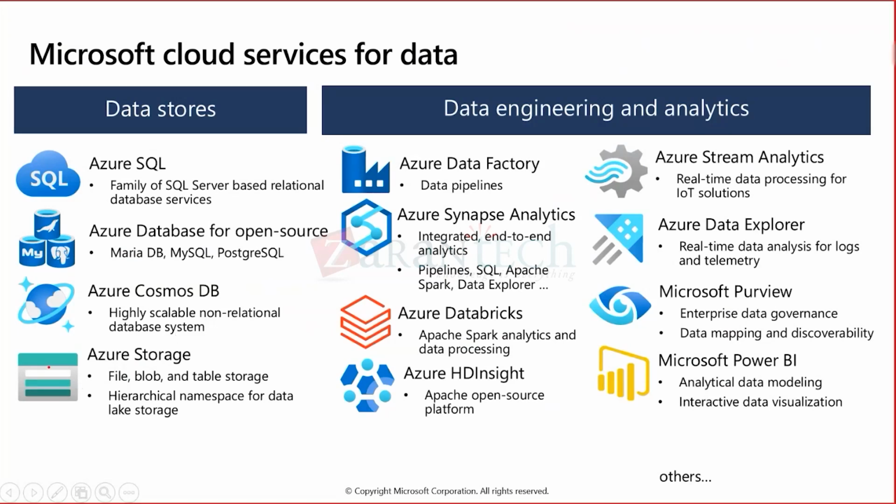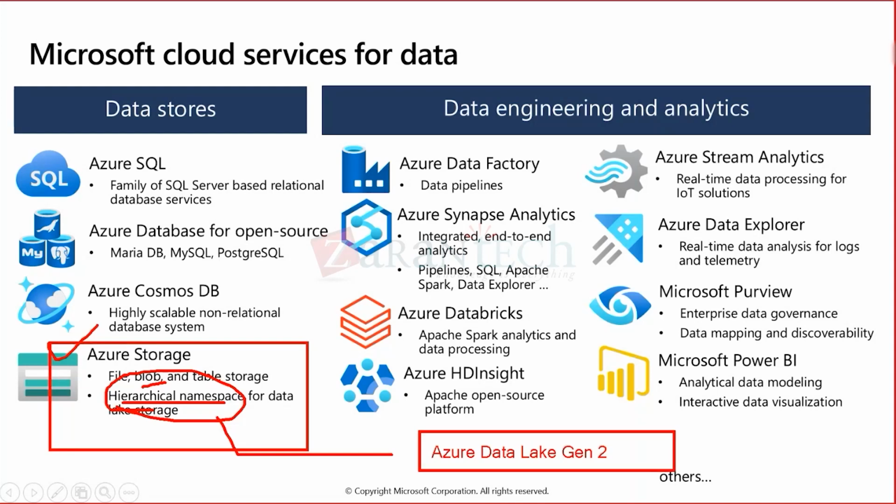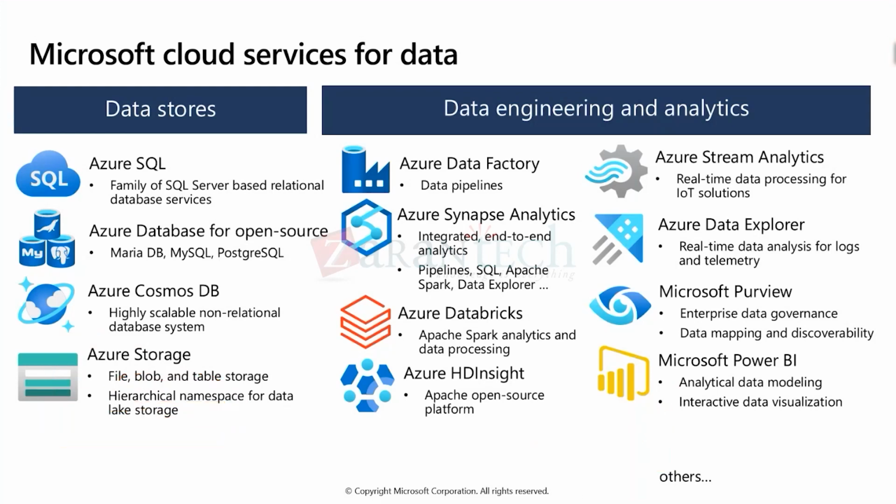And this one I covered yesterday, storage. On top of your storage, when you enable hierarchical namespace, you can create Azure Data Lake Generation 2 storage for big data. But if you are using only blob storage, then it is a flat namespace. When you deploy Azure storage and enable hierarchical namespace, you are deploying Azure Data Lake Storage Generation 2. Make sense?